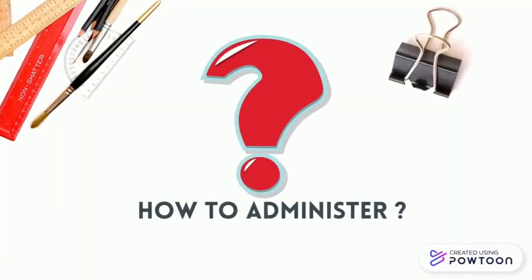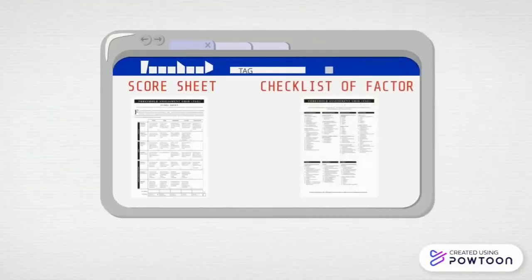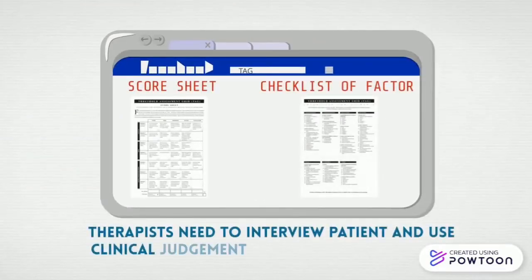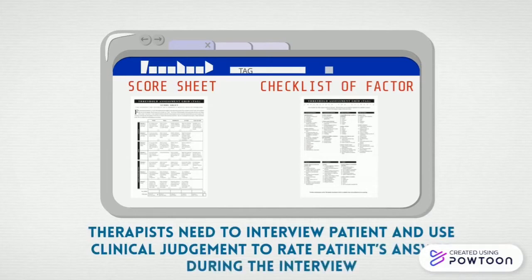But how to administer? In TAG, there are a score sheet form and a checklist of factors, and the therapist needs to interview the patient and use clinical judgment to rate the patient's answers during the interview.